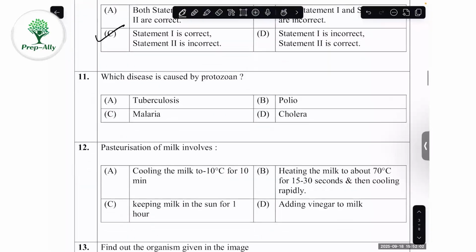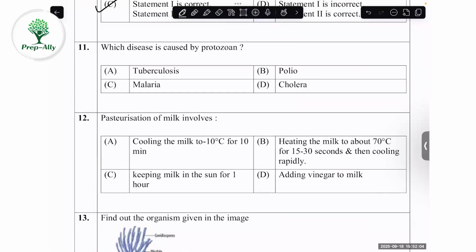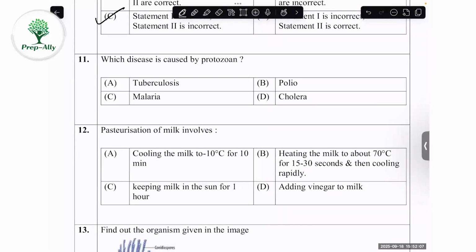11th question. Which disease is caused by protozoa? You have to know the different microorganisms: bacteria, fungi, algae, protozoa, virus. Some microorganisms cause disease, and some are helpful for us. There are friendly microorganisms also. So they are asking which disease is caused by protozoa.